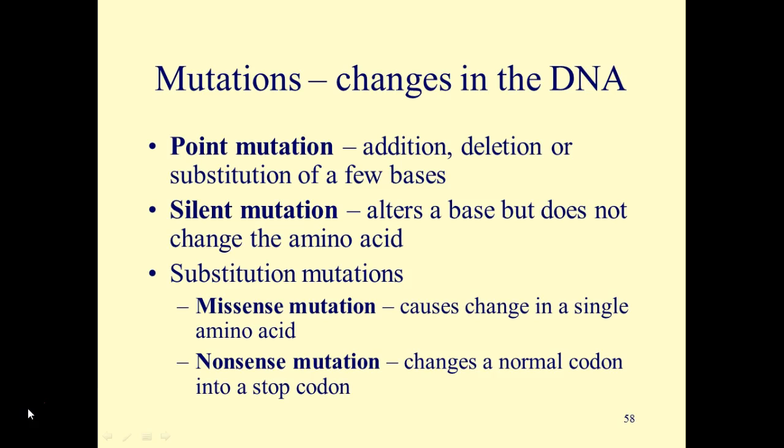Sometimes this change is going to result in a change of the phenotype. Sometimes it doesn't. There will always be a change in the genotype when there is a mutation, but not always in the phenotype. A silent mutation involves the changing of a base, but it doesn't change the amino acid, and hence it's called a silent mutation because it causes a change in the genotype, but not in the phenotype.